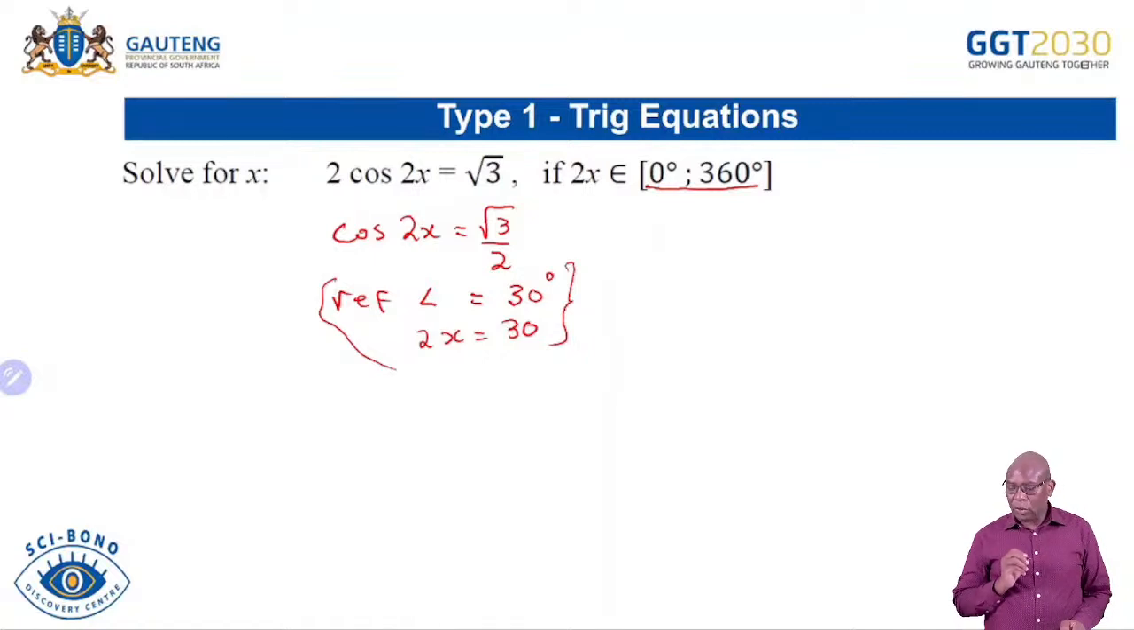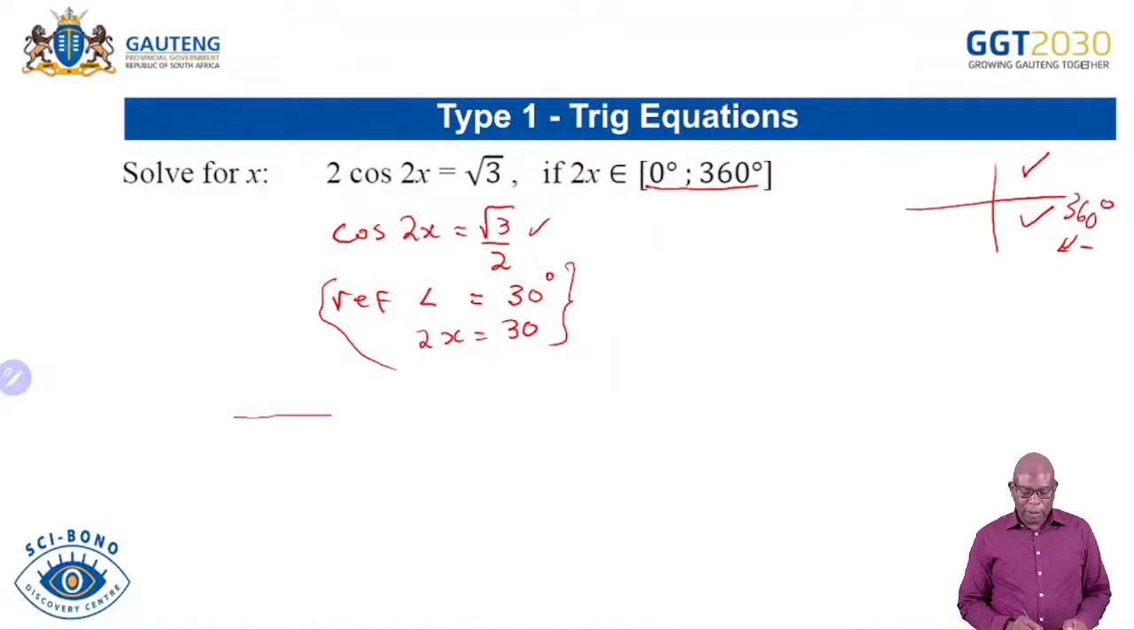So I need to find the values. Remember, this cos is positive. And I know cos is positive in the first quadrant and in the fourth. In the fourth, I use 360 degrees minus. So I'm going to draw my table here. In the first quadrant, I'll use this one as it is, so my x value will be 15.